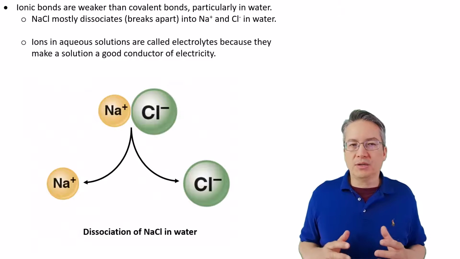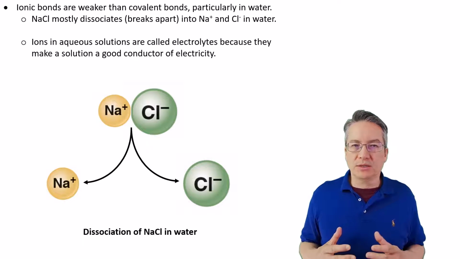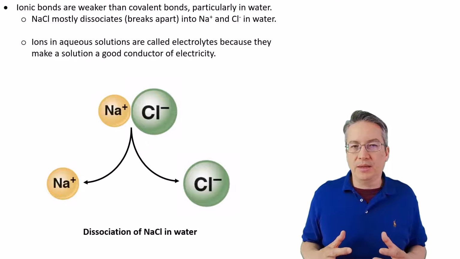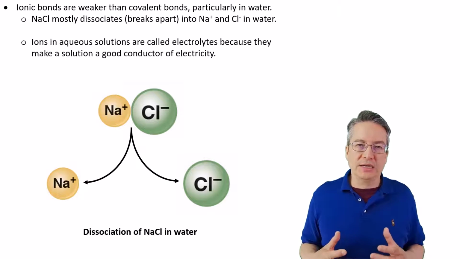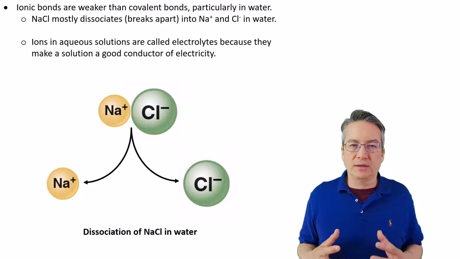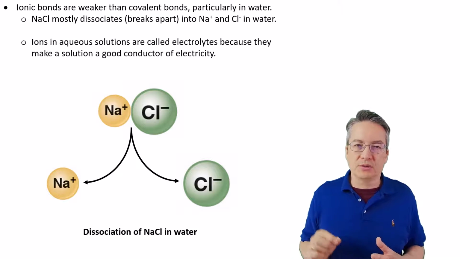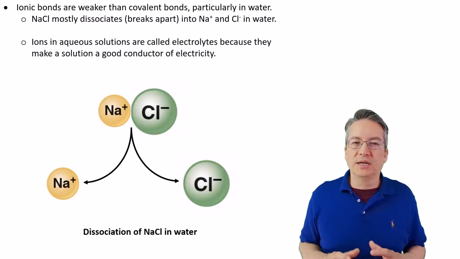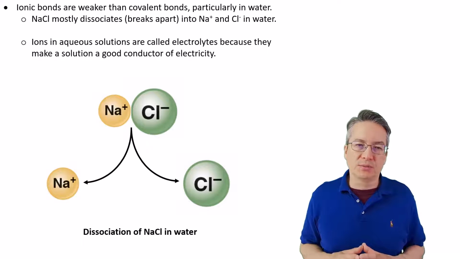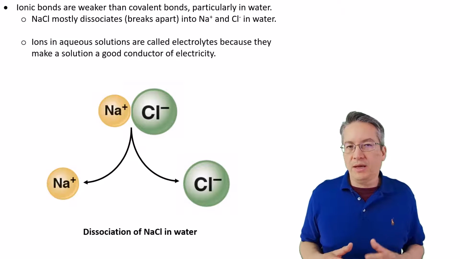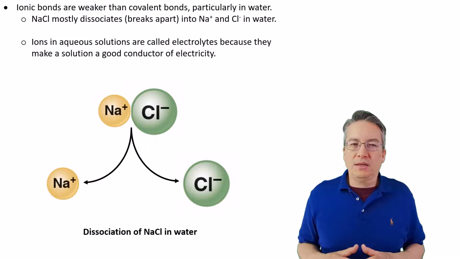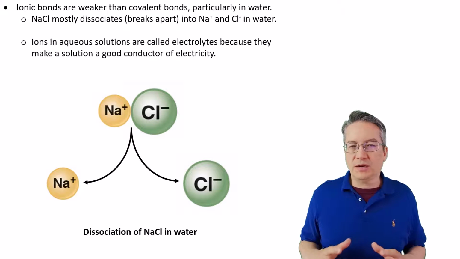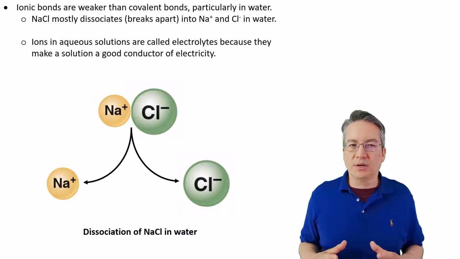Now, ionic bonds are weaker than covalent bonds because electrons aren't actually shared, but they can be relatively strong. So NaCl is in fact table salt. If you pick up a grain of salt, you can feel it's quite tough, right? And that's an indication that there are strong ionic bonds between the sodium and chloride. However, if you put table salt into water, then the ionic bonds are much weaker than covalent bonds.